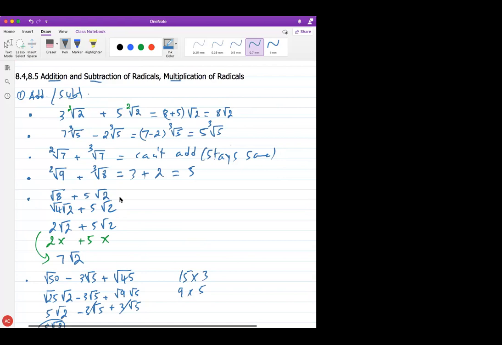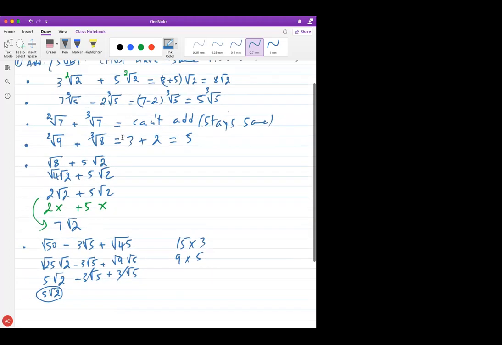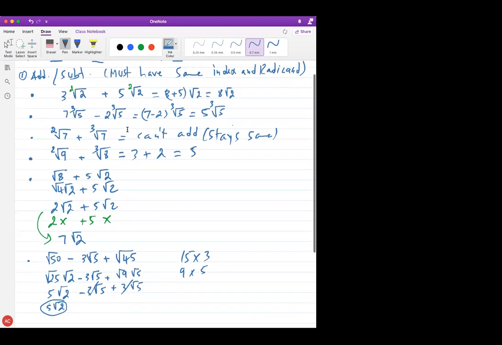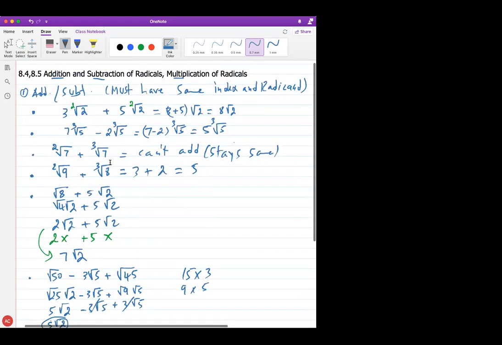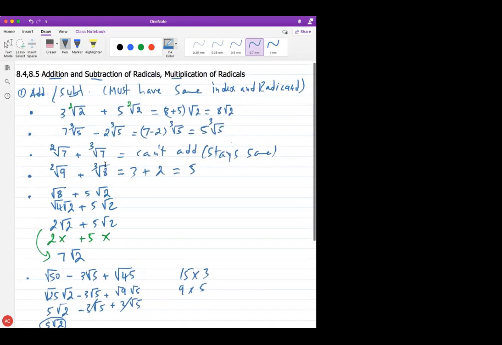So before you add or subtract right away, you must have the same radical: same index and radicand. To add or subtract, if you don't have those, try to simplify first and then add or subtract. This applies to both addition and subtraction. Okay, so pretty simple stuff. It's based on what we did last time.